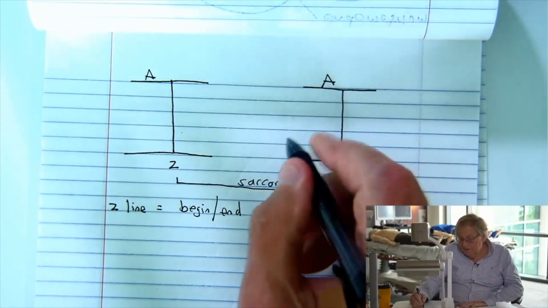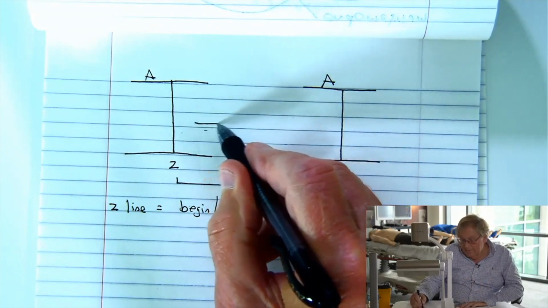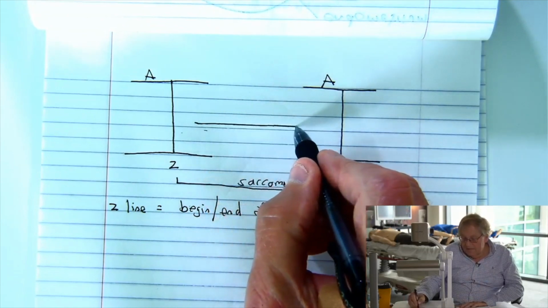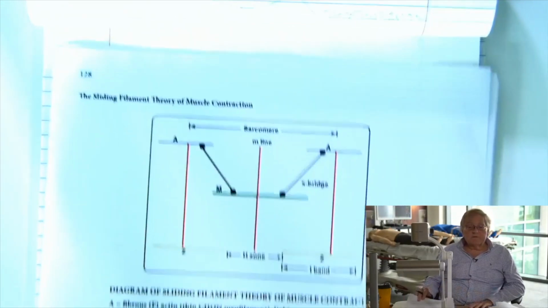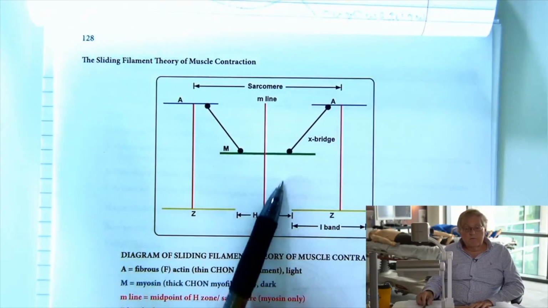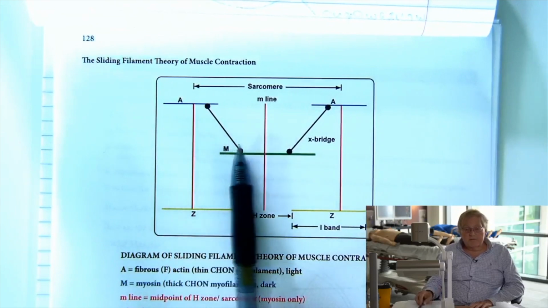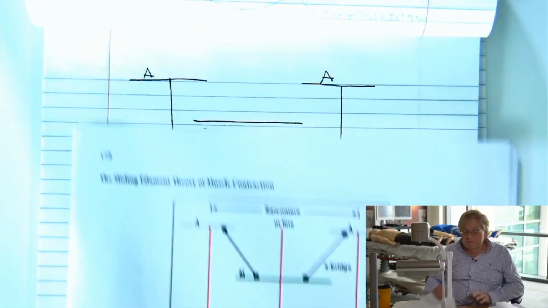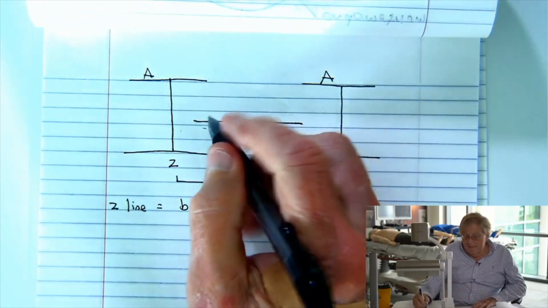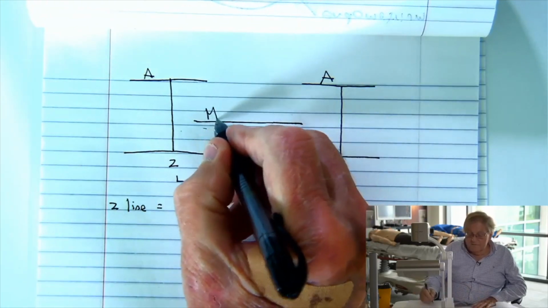And then I'm going to run a line down the middle of this here, a horizontal line, just like in the textbook. If you notice, I've got this horizontal line running this direction. I've got these vertical lines in this direction. So this is actin and this is M. This is myosin.